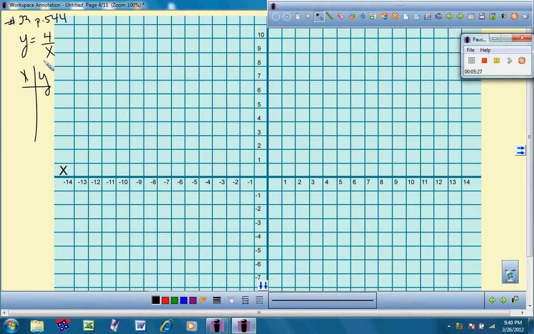values for x that are going to make it easy to graph, and we want to choose some positive and negative values. So of course the first one that I am going to choose is 1. And when x is 1, then y is 4 over 1, which is 4. So let's plot 1, comma 4.